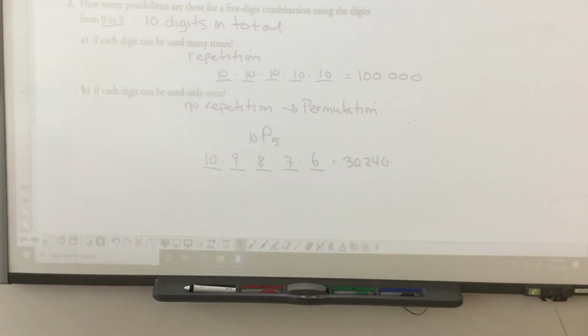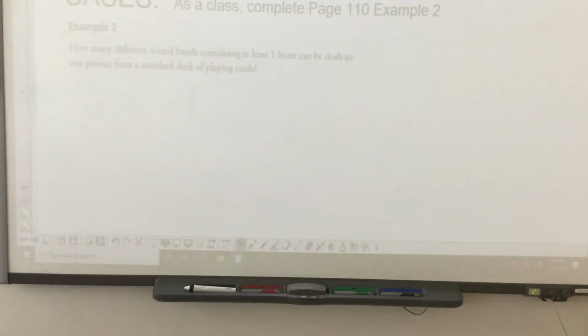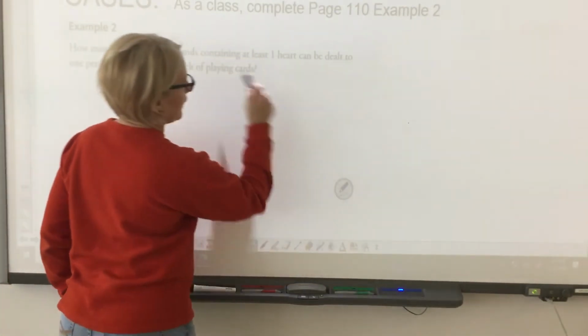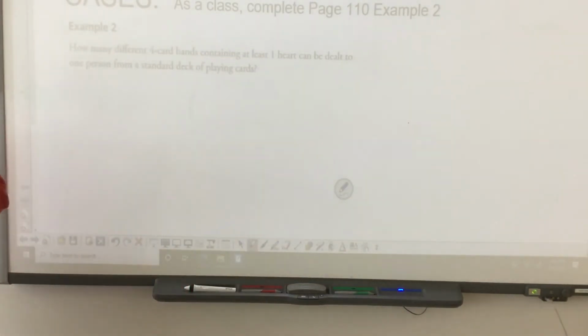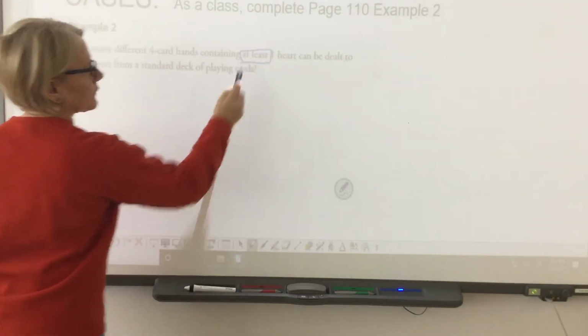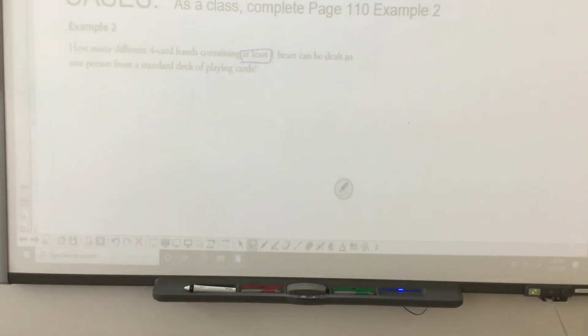Okay, so then the very last one that I'm going to go over with you is called a case. And a case is, there were some of these in the last homework, but you can identify a case because of the wording on this. And there are words that will stand out to you. In this particular case, it says how many different 4-card hands containing at least one heart can be dealt to one person from a standard deck of playing cards. So that's the word that's a tip-off to say this is a case: at least.